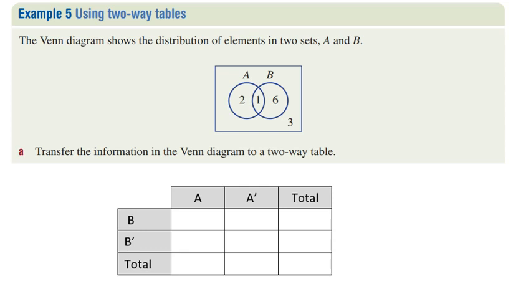So A and B, that's the middle section, so there's 1. B and not A, that's this section here, so there's 6. A and not B, that's this section here, 2. Then we've got not A and not B, which is the outside, so 3. Now I just work out my totals. Add up going across, 1 plus 6 is 7, 2 plus 3 is 5. Then add up going down, 1 plus 2 is 3, 6 and 3 is 9, and 7 and 5 is 12.